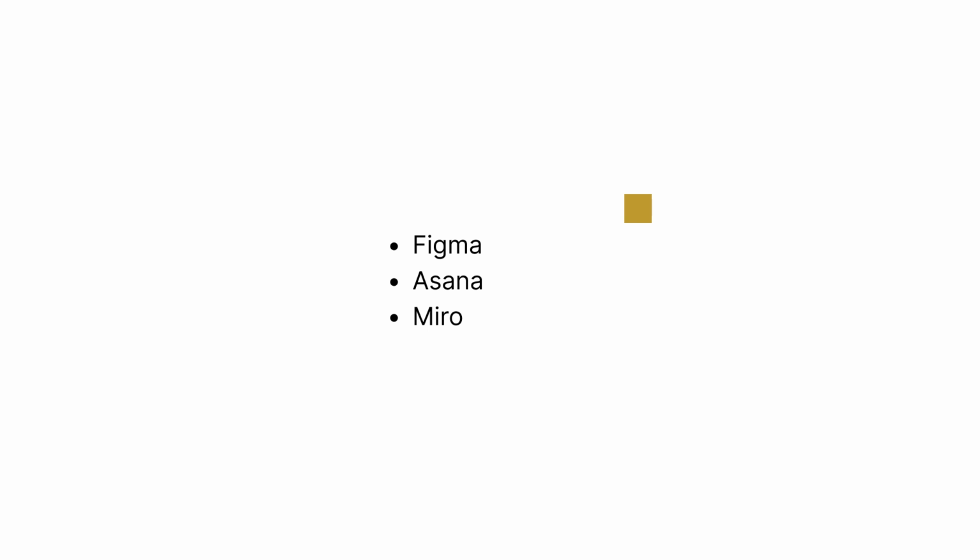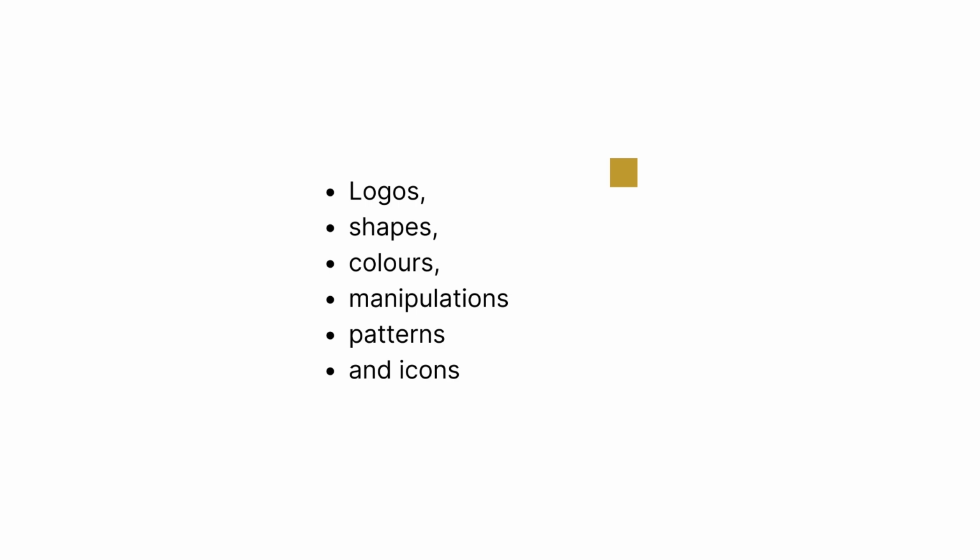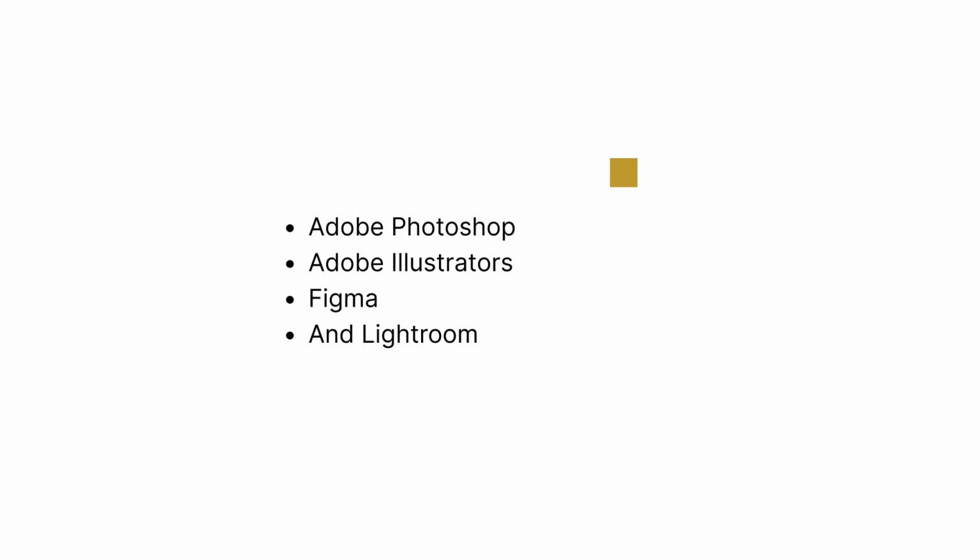The second section in the brand identity design process is the visual identity section. This is where you need technical skills like basic graphic design skills and advanced graphic design skills. Let's talk about the basic graphic design skills. This is the ability to create simple visuals like a logo, shapes, choose color, create manipulations with pictures and designs, create patterns, and create icons. You will need tools like Adobe Photoshop, Adobe Illustrator, Figma, and maybe Lightroom for pictures.